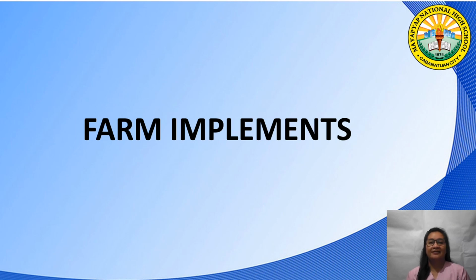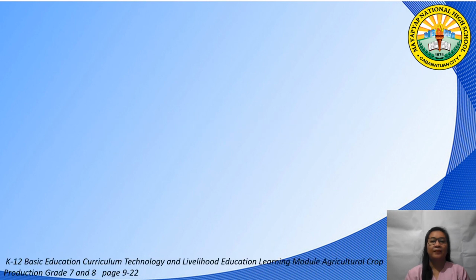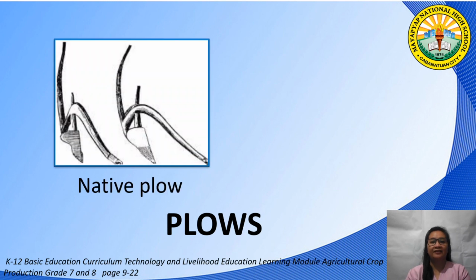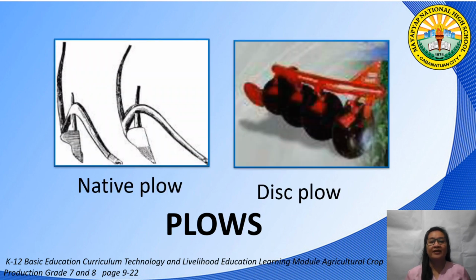Farm implements. These are accessories which are being pulled by working animals or mounted to machineries, which are usually used in the preparation of land. These are usually made of a special kind of metal. Examples are plows. These are farm implements either pulled by a working animal or a tractor. The plow is specifically used for tilling large areas, making furrows, and inter-row cultivation.